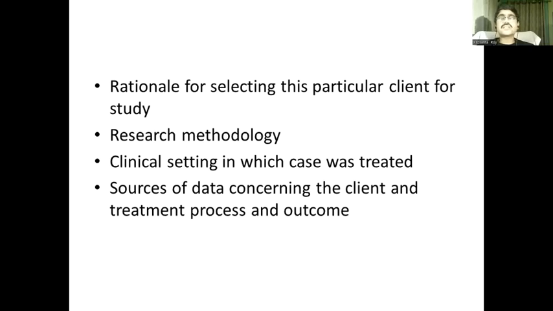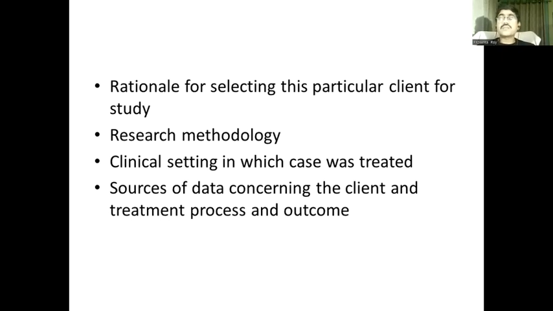As I said, the rationale for selecting this particular client for the study has to be explained. That has to be explained to ourselves. That will motivate the editors of a particular journal to look into this case. Otherwise, they will directly reject it. And we need to focus on the research methodology, which particular design I am following: single subject experimental design, AB design, or repeated measures design. That we need to mention.